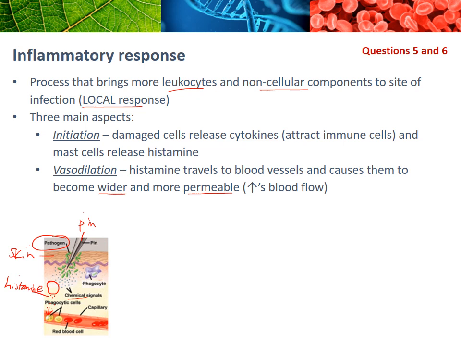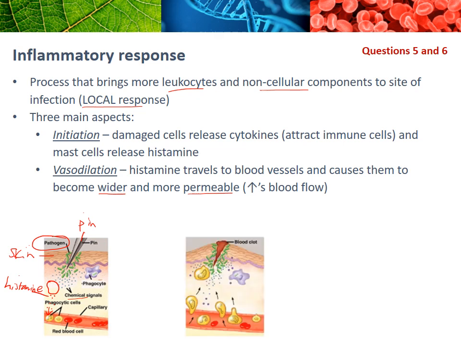So remember, something that is permeable lets things go in and out. Okay, we call this process vasodilation. You should have looked at this in year 11 when you looked at regulation of body temperature. Vasodilation is basically making blood vessels bigger.